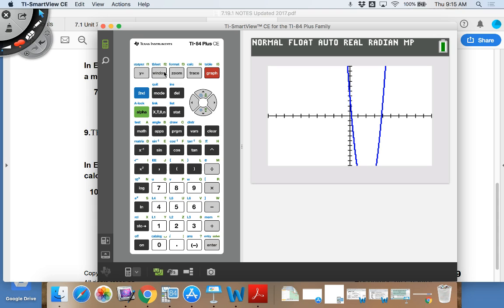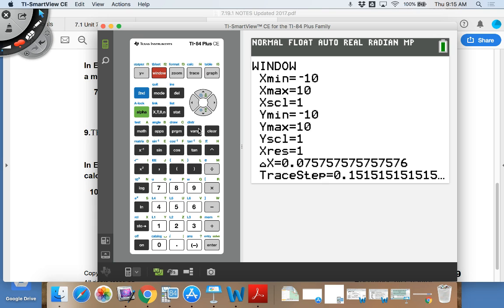So I'm going to show you a cool thing in your calculator. So you might want to take notes on this part, and I'll write it down in a second. So what we're going to do is let's change our window. We need our y minimum to be like -20.